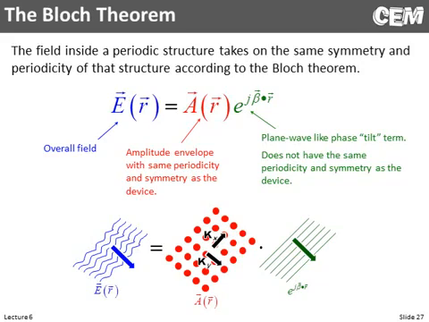Now, we said something slightly incorrect in the previous slide. It's not actually the overall electric field that has the same symmetry as the device it's in. So this E does not have that same symmetry. It's actually this amplitude term that has the exact same periodicity, same period, same symmetry as the structure it's in. This plane wave term doesn't have any of the symmetry of the lattice that it's in, and the overall field is the product of the two. So we have a bumpy plane wave, and it's the bumps that take on the same symmetry as the device it's in. We're going to use this a lot. It's called the Bloch theorem.